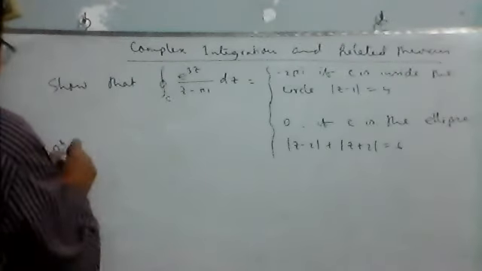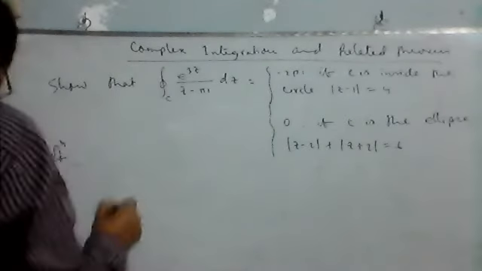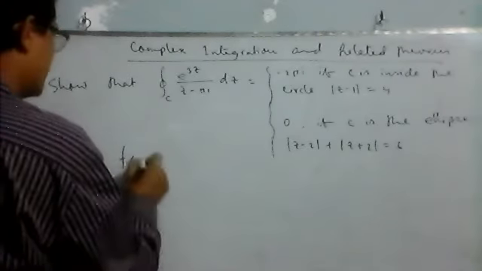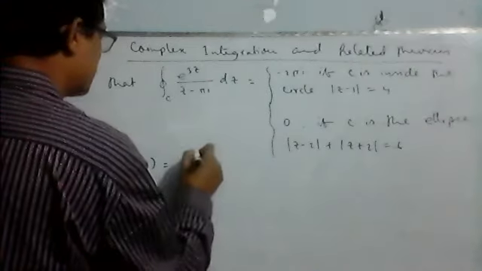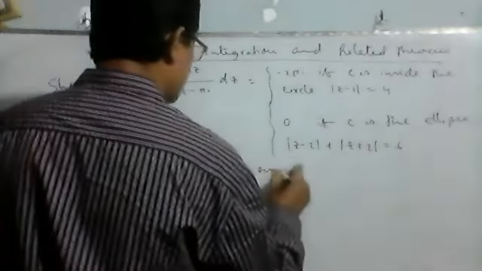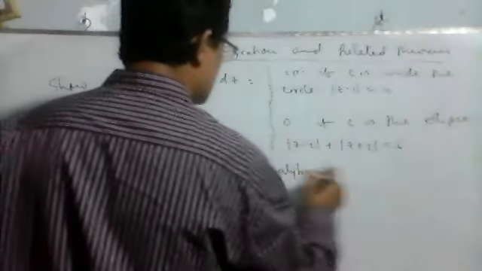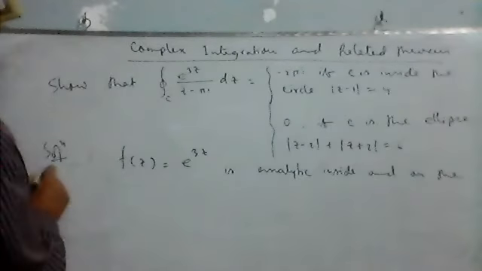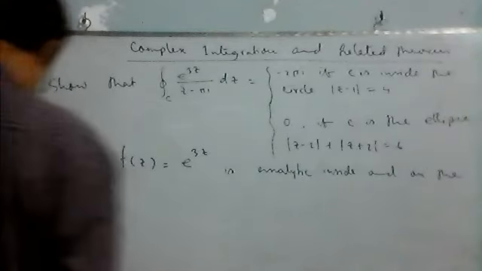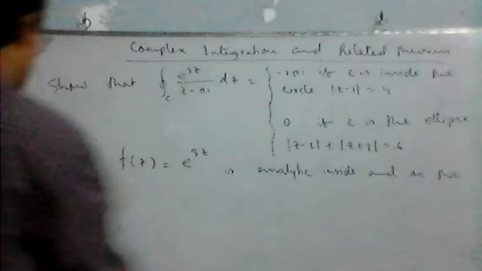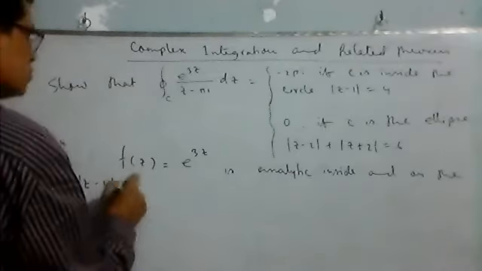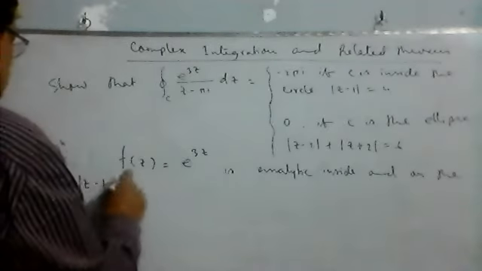Solution. f(z), here the complex function e to the power 3z, is analytic inside and on the circle mod z minus 1 is equal to 4.